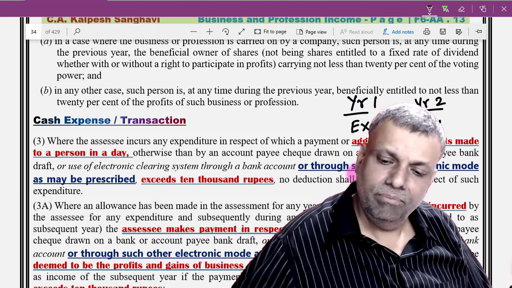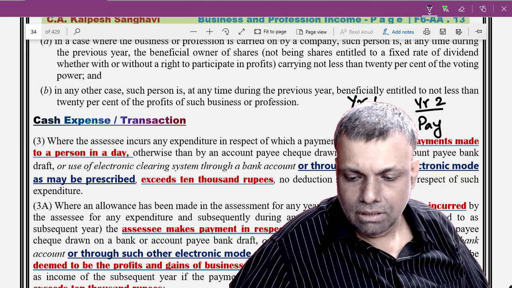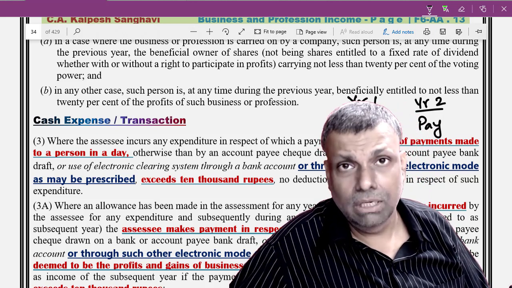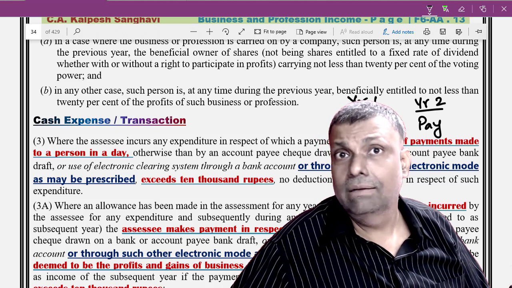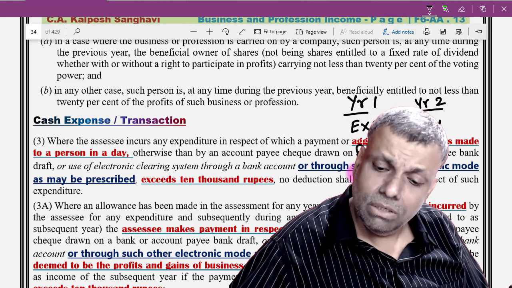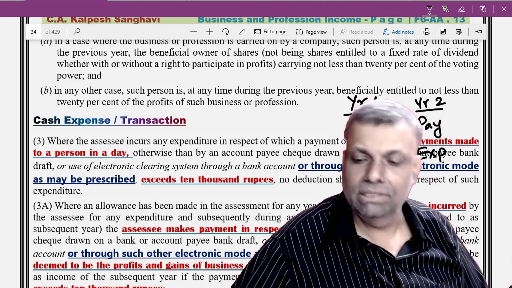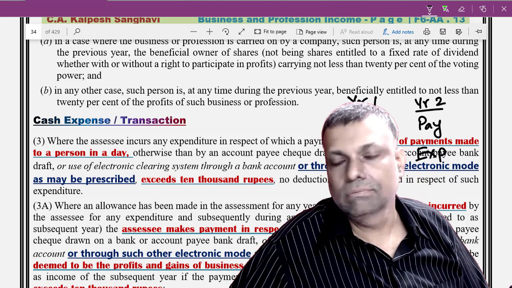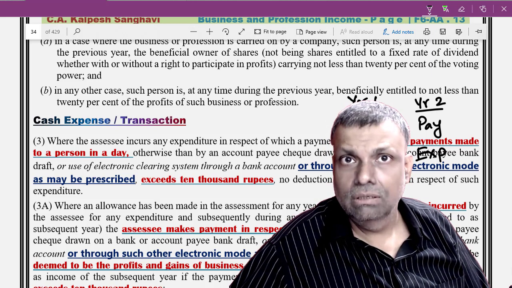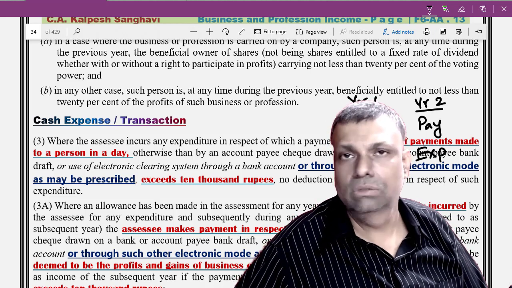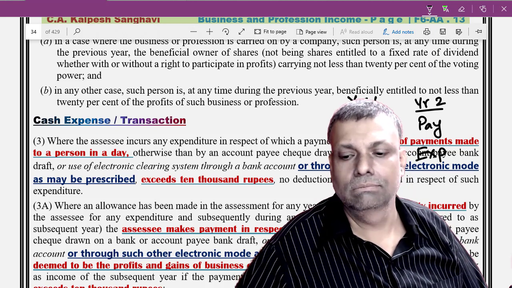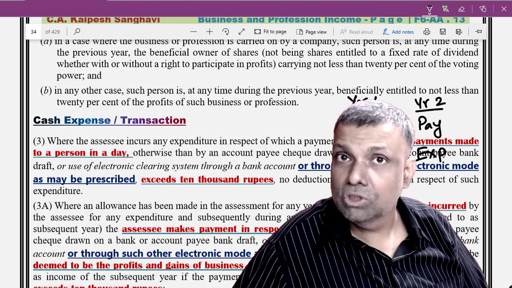Or put it differently, in year number 1, I already pay the money, but I have not booked any expenditure because it is an advance payment. And in year number 2, I book the expenditure. The doubt will come that in which year the amount will be disallowed. In which year the amount will be disallowed. Is that very much clear?